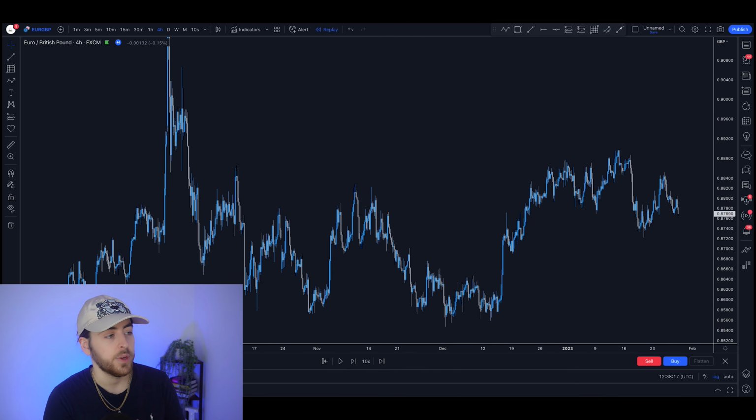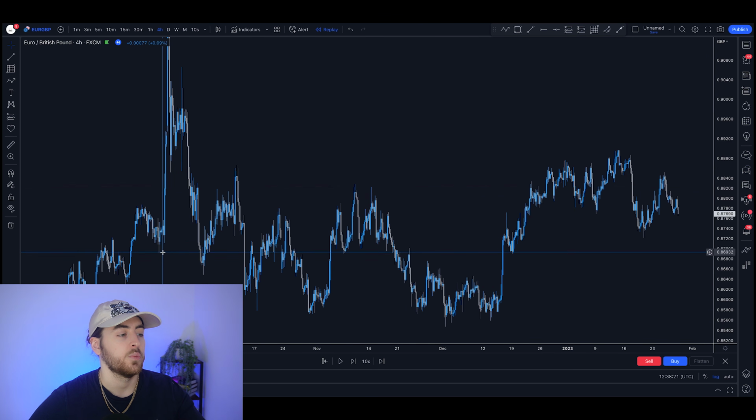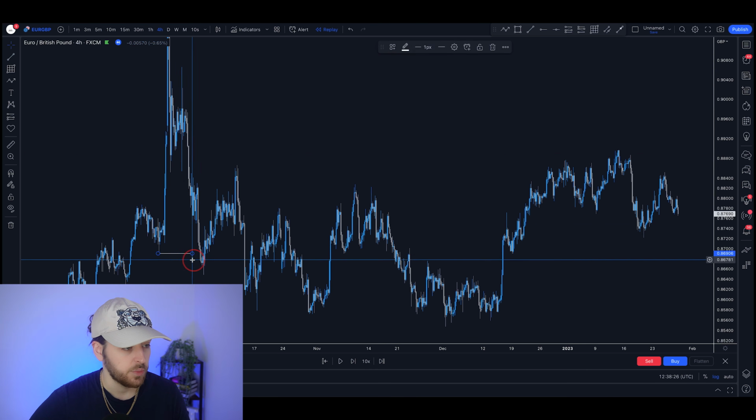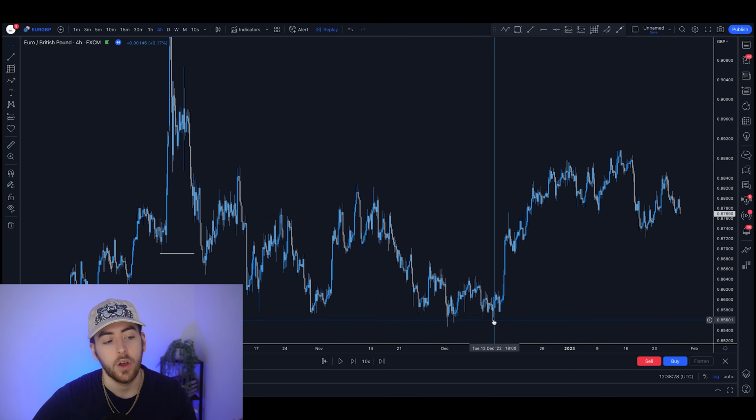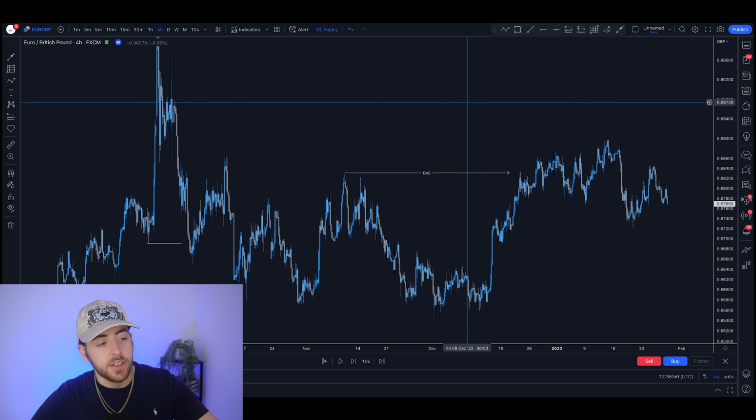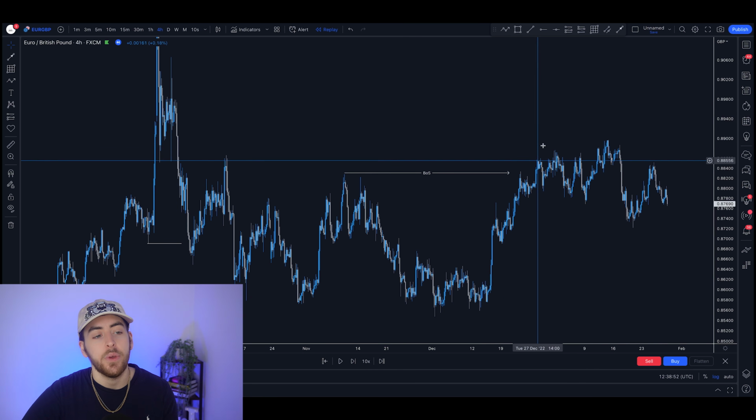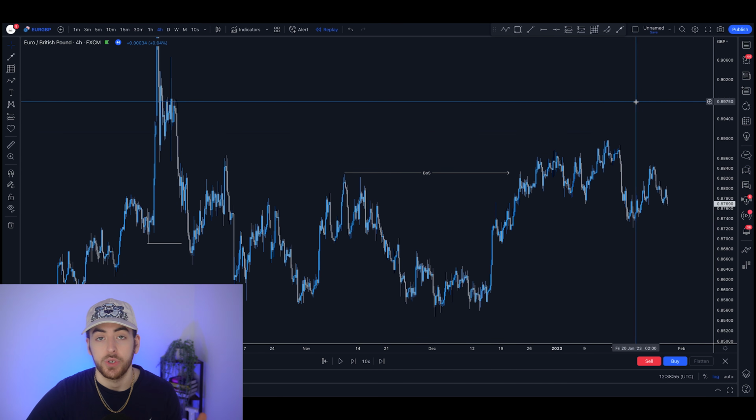Step number 1, we want to identify structure on the high time frames. So looking at Euro GBP, we can see here on the 4-hour time frame that structure is bearish from this point. We had a huge spike to the upside, we've come down, we've broken structure at multiple levels here: lower low, lower low, lower low, lower low again. But here we can also see that the last lower high in the trend has now been broken by this structure, which has pushed us to the upside.